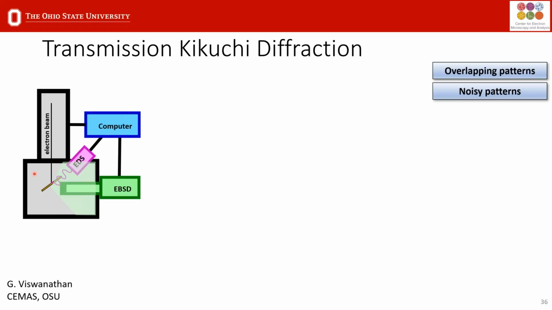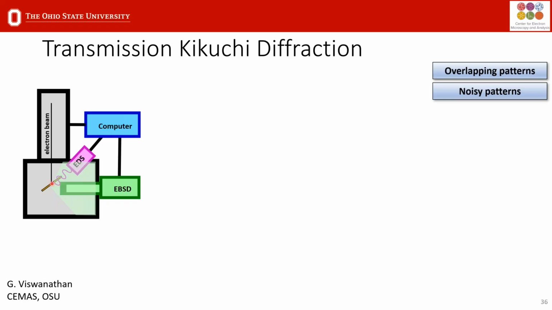So instead of taking a bulk sample, tilting it to 70 degrees, we take a very thin specimen that you would prepare for transmission electron microscopy, and then by using the electron beam to go through the sample, we can get the same Kikuchi band information that we can analyze in the same way. And the consequence of that is that your spatial resolution improves by a factor of 10.